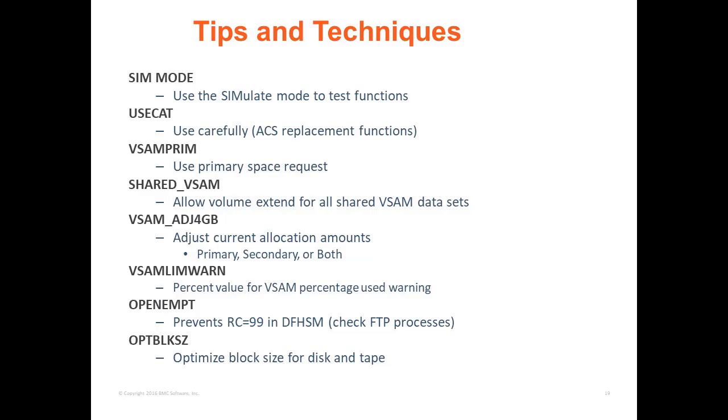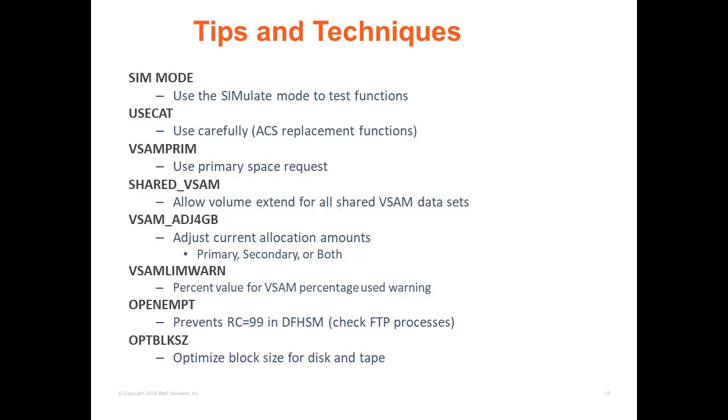VSAM ADJ4GB is advantageous to recover non-extended VSAM datasets that approach the 4 gig limit by automatically adjusting the primary and/or secondary to prevent an error. The VSAM lim warn will display a message when non-extended VSAM datasets exceed a defined threshold percent of the 4 gig limit.